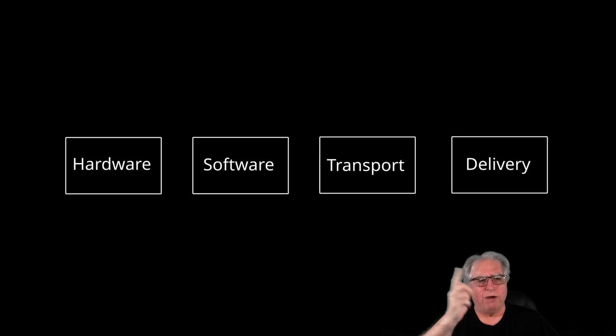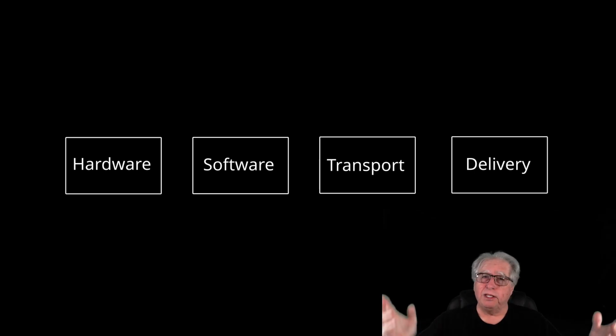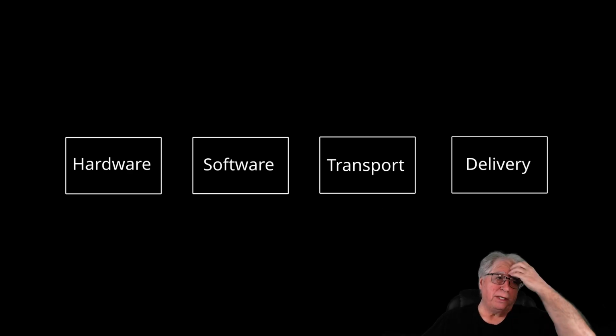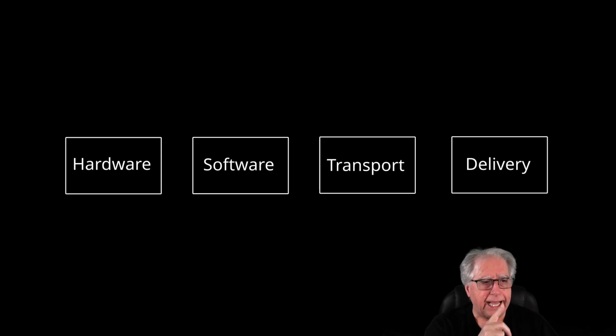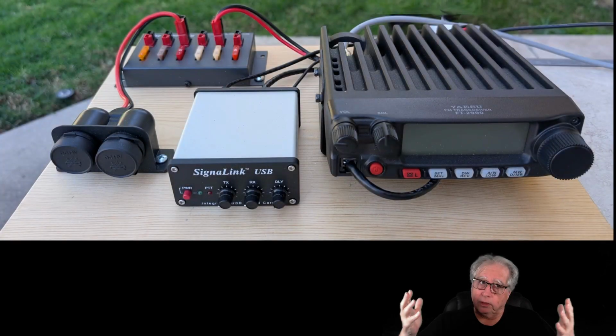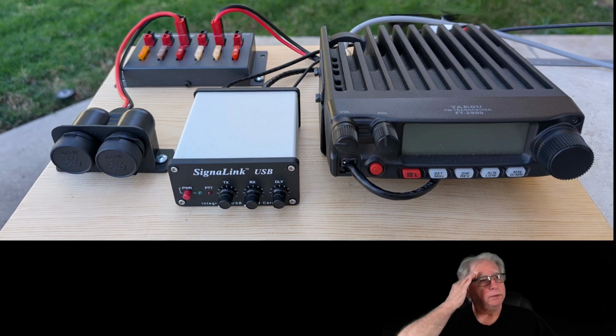Well, we've got hardware, software, transport, delivery. Anything we can do with delivery? Probably not. But the first place you're going to look is hardware. Okay, that's going to be where you want to be. So, do a visual inspection on the packet equipment, on the digital equipment.